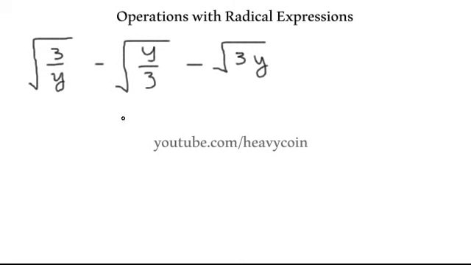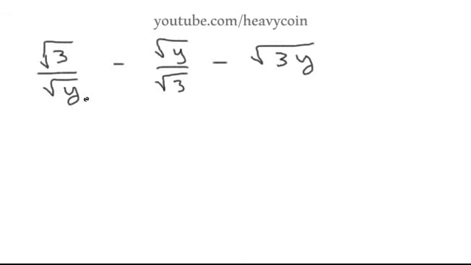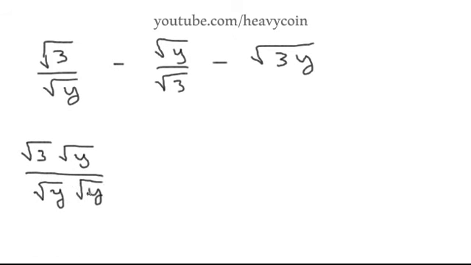Alright, so we want to isolate this radical. So I'm going to rewrite this piece here as the square root of 3 over the square root of y minus the square root of y over the square root of 3, and there's nothing we can do with that. So to get the radical out of the denominator, we write the square root of y over square root of y.